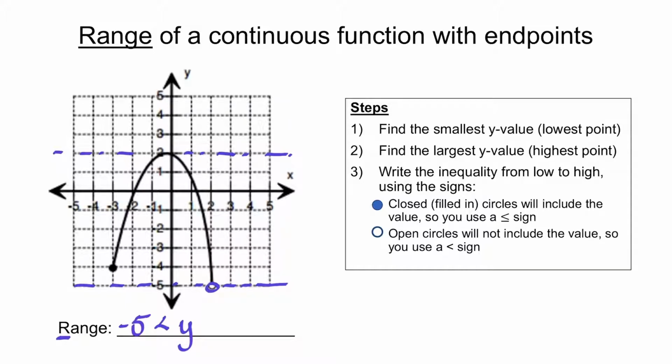Now I'm going to write the highest value. So you can see the highest value is here at 2. So I don't have an endpoint at 2. At 2, my function just continues, right? But as long as you don't have an open circle there, you can include that value, okay? Because that value of 2 is actually included in my graph. So the range is -5, less than y, less than or equal to 2. And you can see all of these y values are included on my graph.